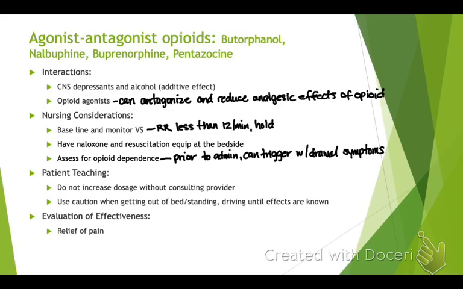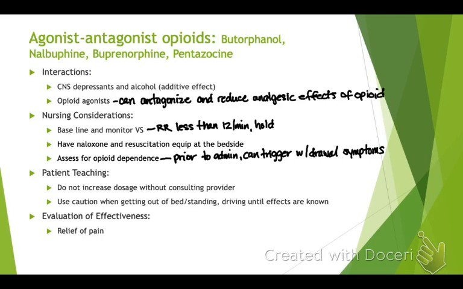So continuing with the agonist, antagonist, their interactions, again, CNS depressants and alcohol will have an additive effect. Opioid agonists can antagonize and reduce the analgesic effect of the opioid, because you're giving an agonist antagonist, and then now you're giving it along with another opioid agonist, and it basically cancels out the opioid, and then the patient doesn't get any analgesic effect at all.